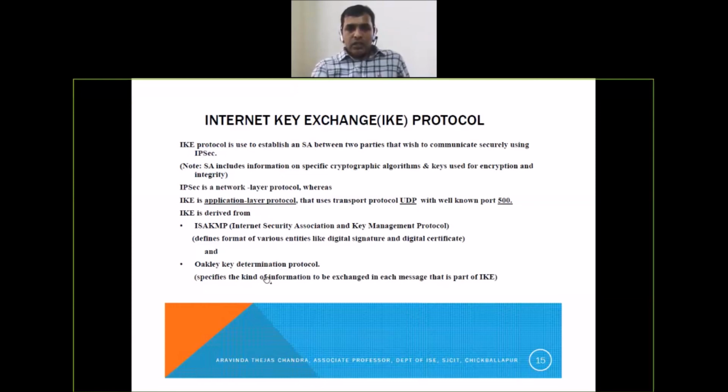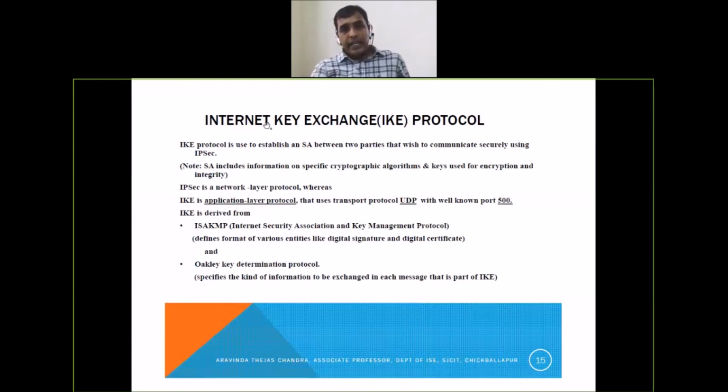The Oakley Key Determination Protocol will do what? It specifies the kind of information to be exchanged in each message that is part of IKE. So the actual key is exchanged by using only the Oakley Key Determination Protocol. So to say in short, IPsec uses IKE for security association, and IKE is derived from ISAKMP and the Oakley Key Determination Protocol.